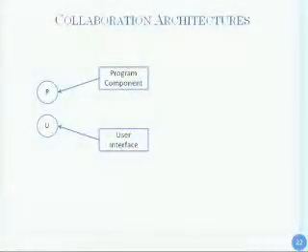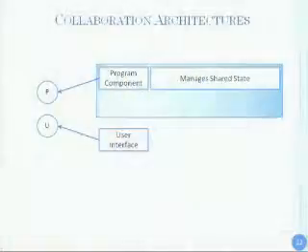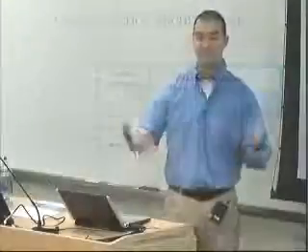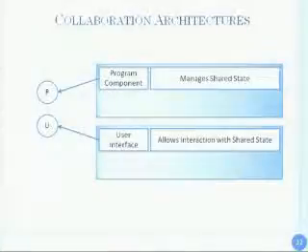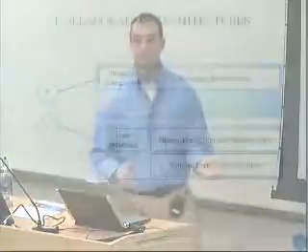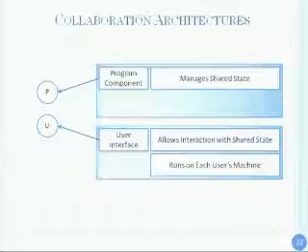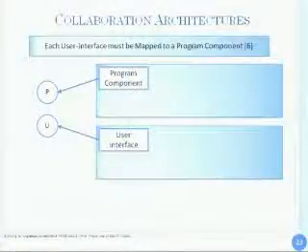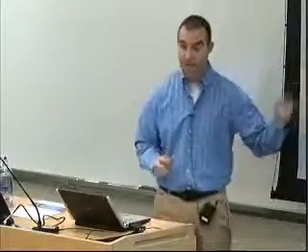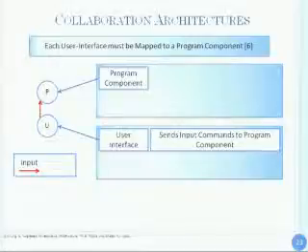A collaboration architecture views an application as consisting of two components, the program component and the user interface component. The program component manages the shared state, while the user interface component allows users to interact with the shared state. Therefore, the user interface component must run on each user's machine, while the program component may or may not run on each device. Regardless of the number of program components, each user interface component must be mapped to some program component to which it's going to send inputs and from which it's going to receive outputs.